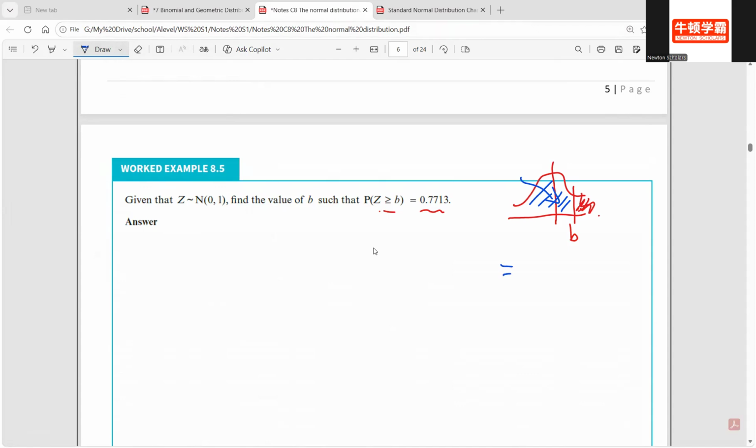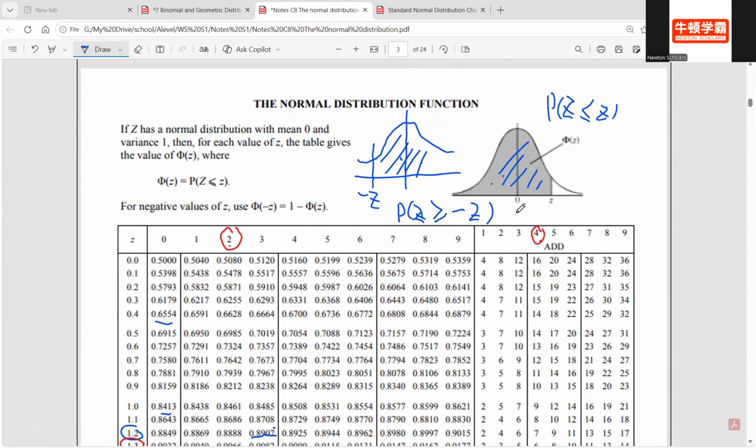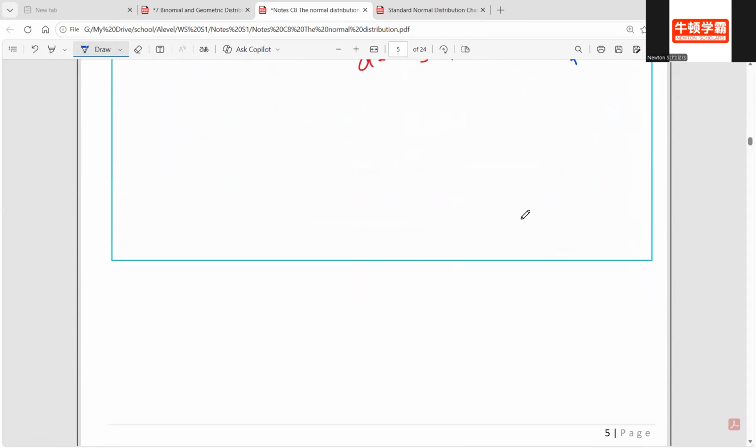So I can also set that it can be negative B. When Z is more than negative B, then it makes sense. So the area will be 0.7713. It makes sense, right? So it's okay. When I find it, because just now I said, if you still remember, I mentioned over here, if you get here and here is the stem, only then we have to put the negative.